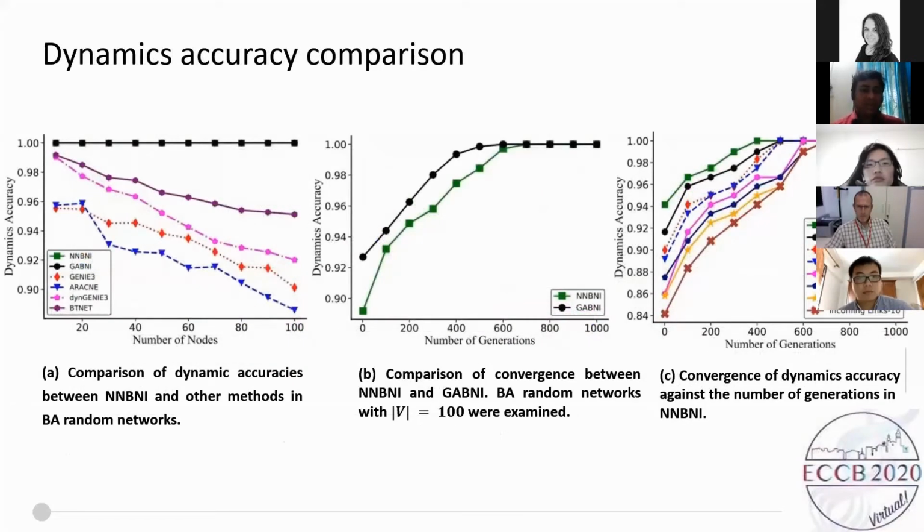We have also computed dynamic accuracy here. In the first figure, as network size increases, the dynamic accuracy decreases. But NNBI and GAPNI always found a dynamic accuracy of 1, which means that these two algorithms always found the optimal solution. This is not surprising because in our first stage, we applied MIBNI, our previous algorithm.